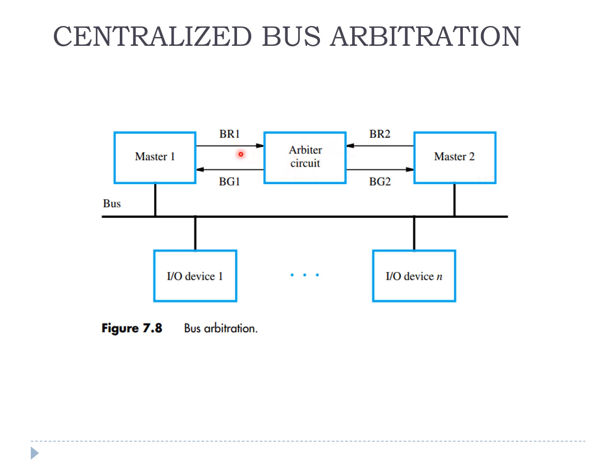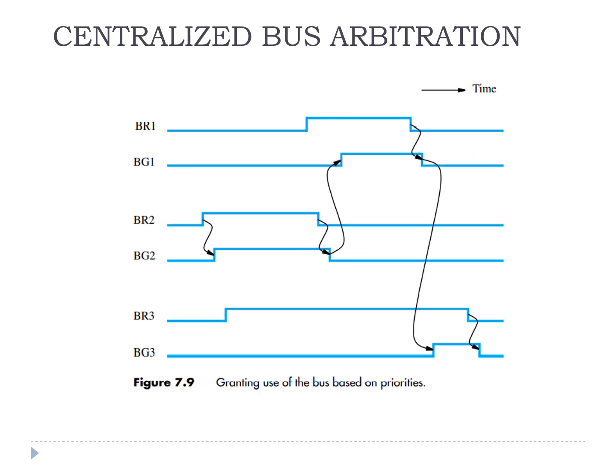The arbiter circuit will now decide which has the higher priority, whether it is master 1 or master 2. And since master 1 is given a high priority, the bus grant will be given to master 1. Then when master 1 receives the bus grant, it can start using the bus. And after it releases the bus grant signal, master 2 will be given the bus grant signal. So here you can see how it is being given.